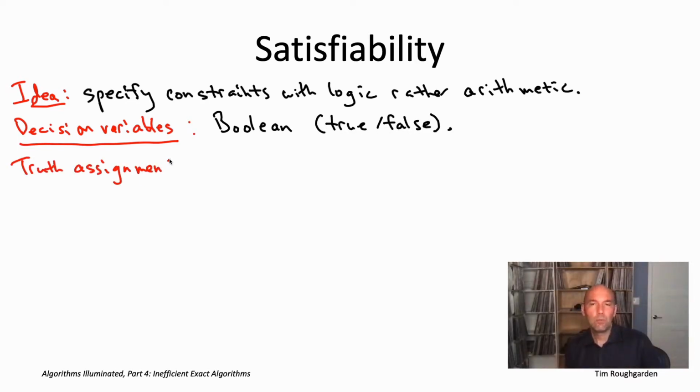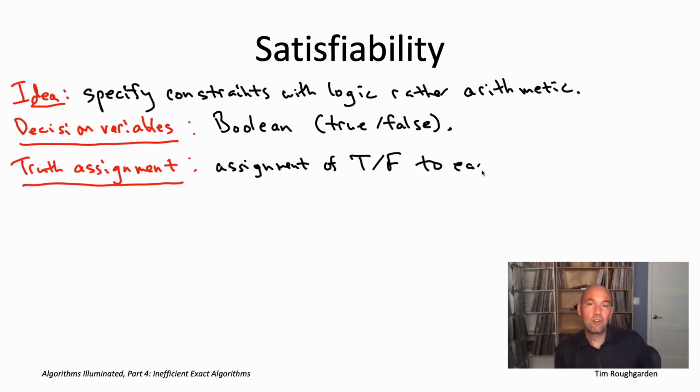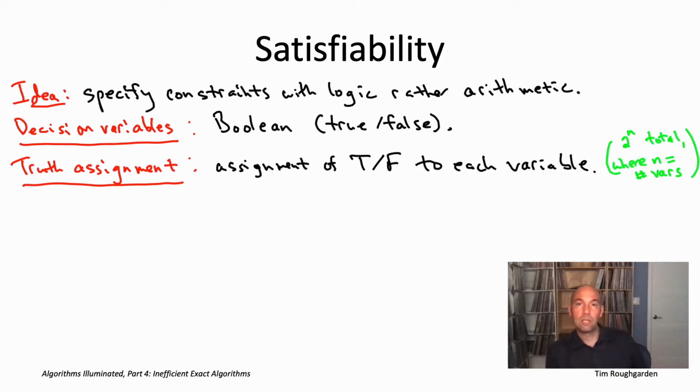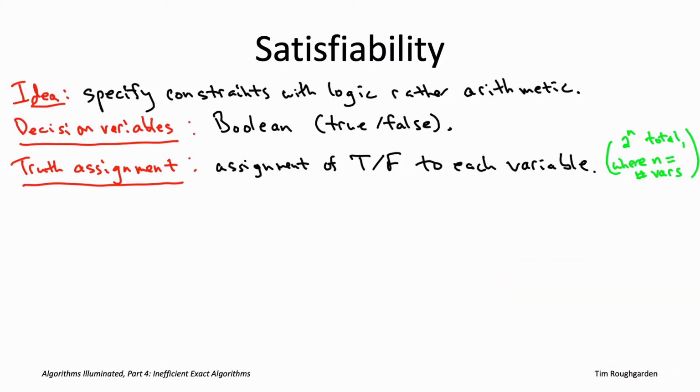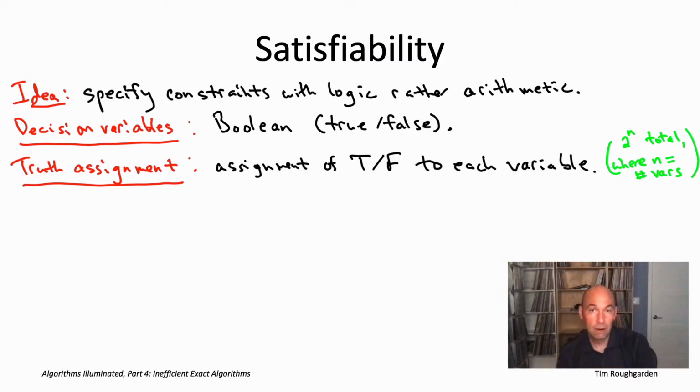By a truth assignment, we just mean an assignment of each of the decision variables to one of its 2 possible values, to either true or false. So if you're working with a collection of n Boolean variables, there's going to be 2 to the n different truth assignments possible to those variables. Next, we're going to need some constraints. Presumably, we're only interested in some subset of the truth assignments representing feasible solutions to some problem. So we need a language to specify those constraints.